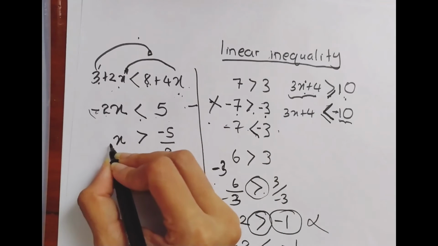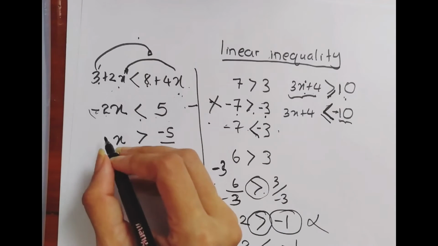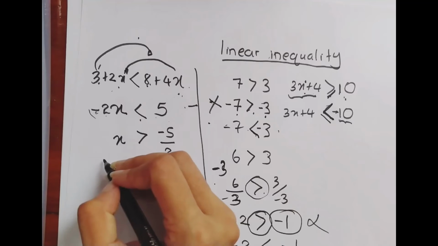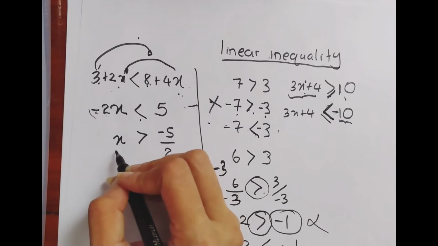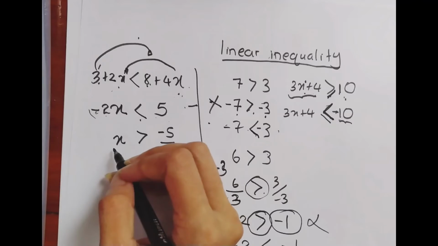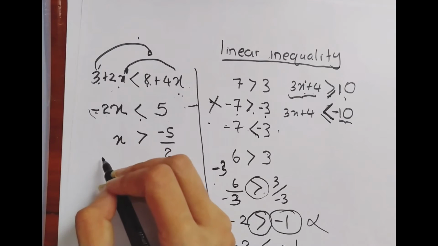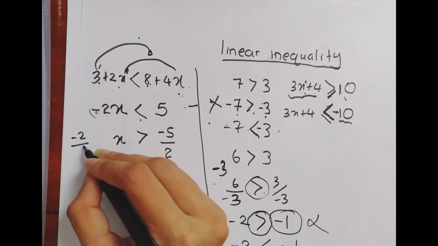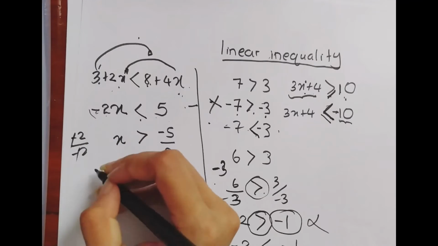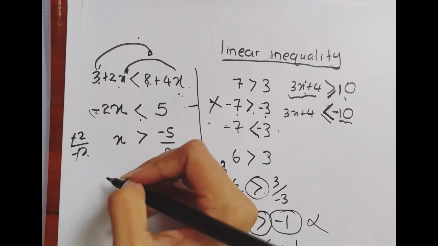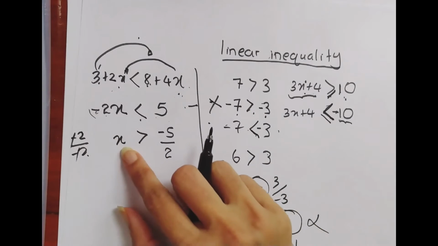Why don't I have a minus sign here? Because minus 2 divided by minus 2 gives you plus. So minus 2 divided by minus 2 is 1. The minus signs get cancelled, and 2 divided by 2 is 1. So that's why it's only x here.